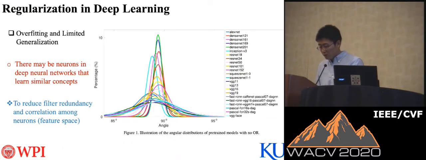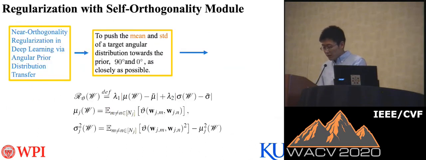So, in this work, we are motivated by the fact that for most famous pre-trained models, the angular distribution of filters overlap each other heavily and behave similarly in Gaussian-like shapes, centered near 90 degrees with small variances. So like in figure 1, it reveals that deep learning itself may have some internal mechanism to learn nearly orthogonal filters, even without any external orthogonal regularization.